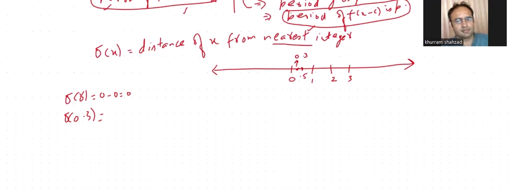What is the nearest integer of this 0.3? The nearest integer from 0.3 is 0. 1 is far away from this 0.3. So whenever we find the distance, we subtract. So the distance of 0.3 from 0 is actually 0.3. 0.3 minus 0, this is 0.3.